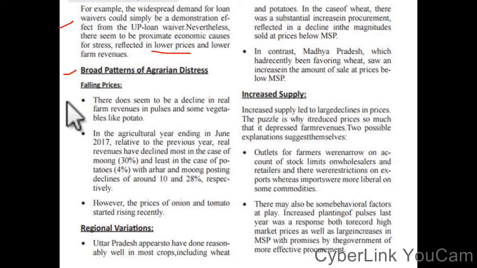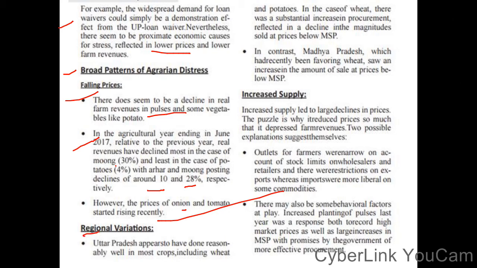Falling prices seem to have declined real farm revenue in the agriculture year June 2017. This year real revenue declined by 30%, at least in the case of potatoes. Moong saw a 30% decline, potatoes 4%, and arhar and others posted declines of around 10 to 28% respectively. The prices of onion and tomato started rising recently.